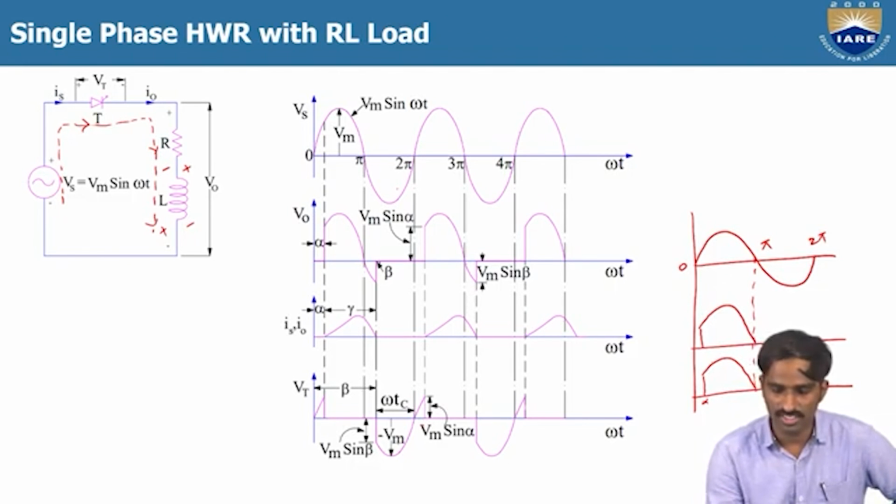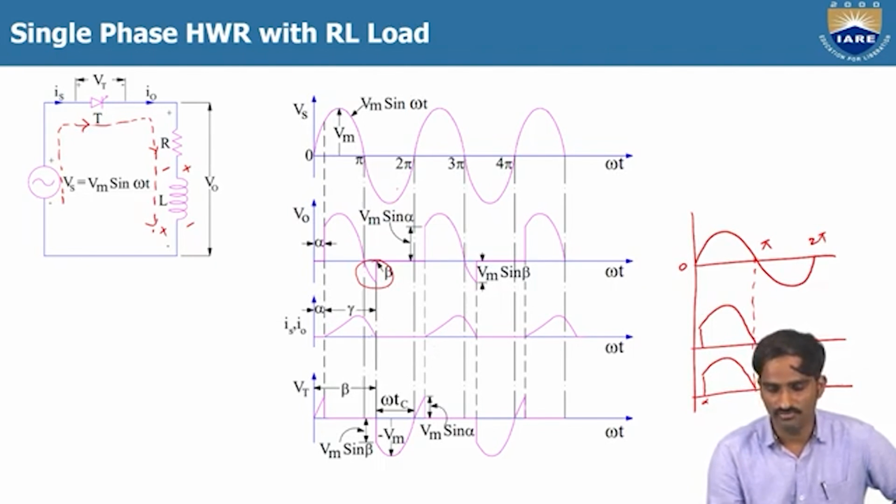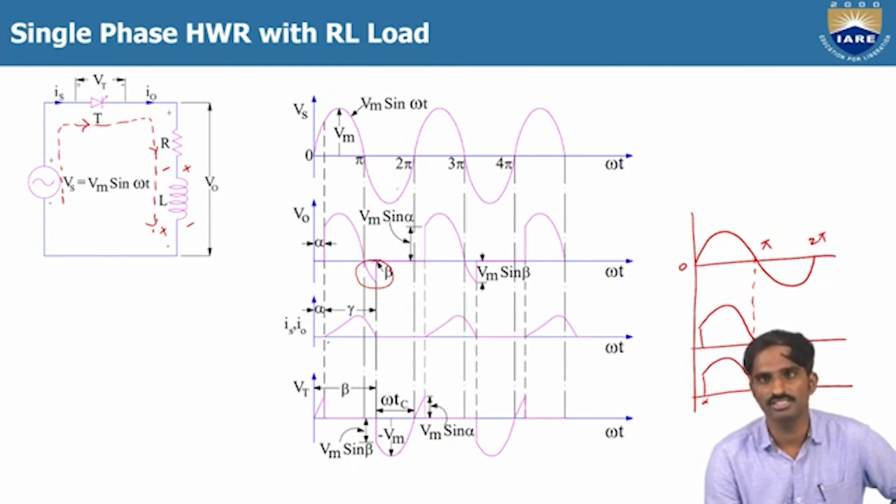So this is the effect of the inductance in the load. We are getting a small negative voltage, and the conduction period is also increased, because before it was alpha to pi, but here it is alpha to beta.